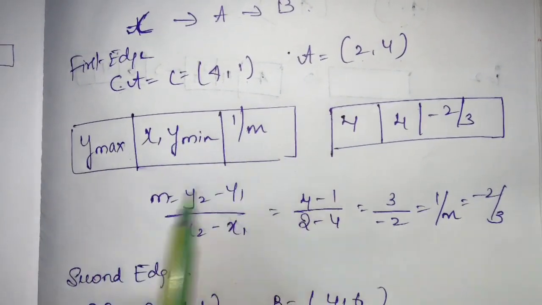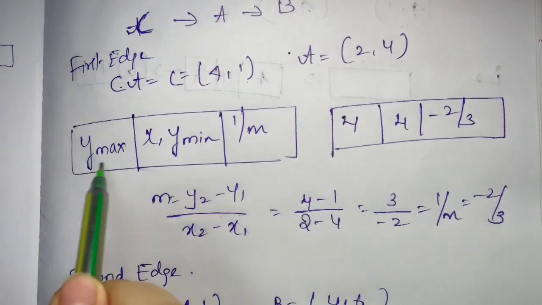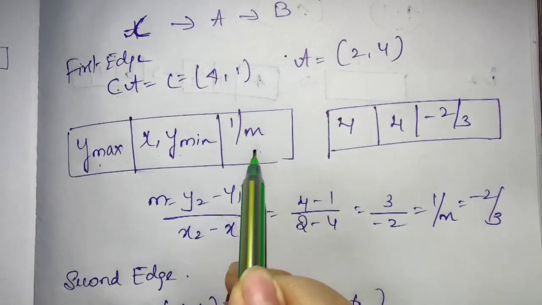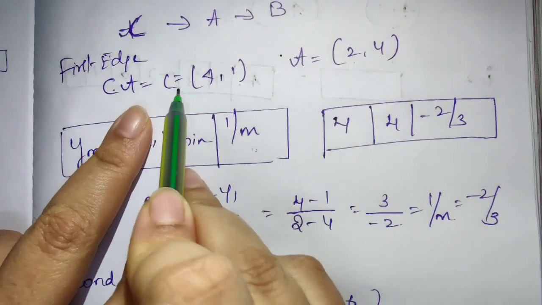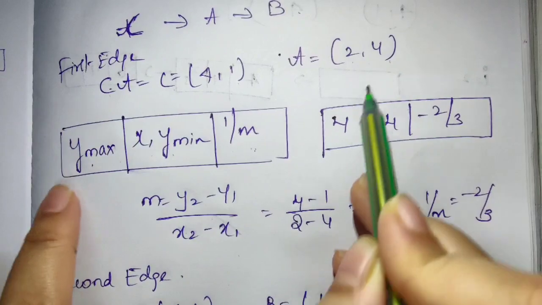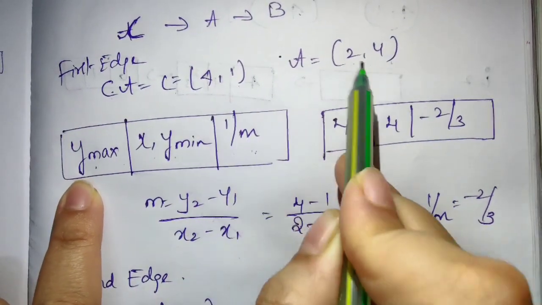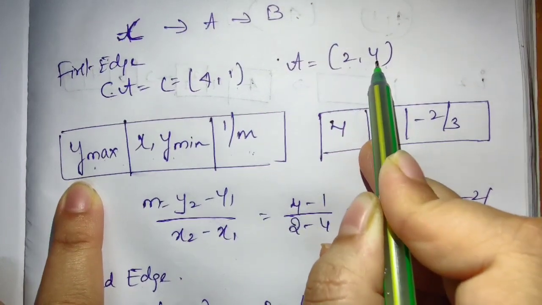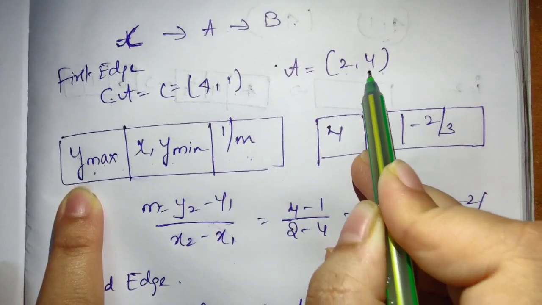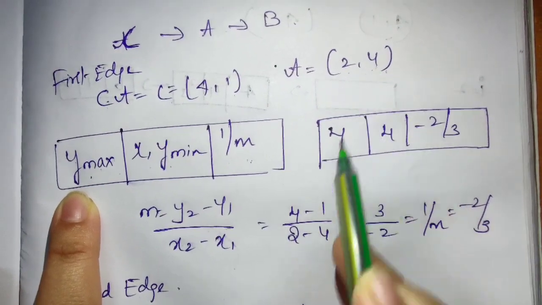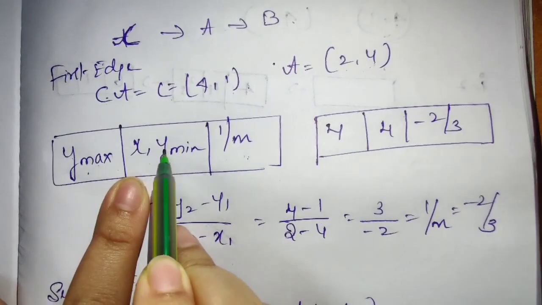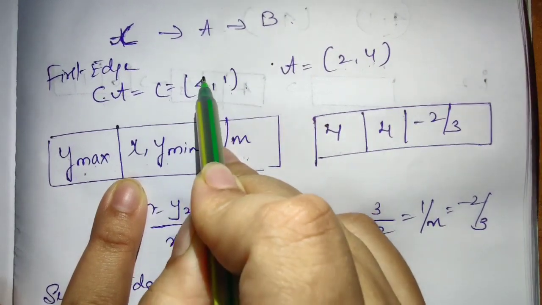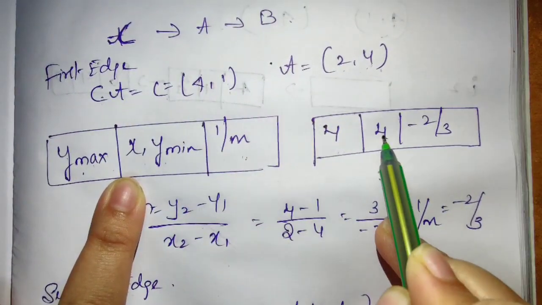In these 3 blocks, it consists of y max, x, y minimum, as well as 1 divided by m, where m represents the slope. So here C of 4, 1 and A of 2, 4. While considering these 2 points, the maximum y value is 4, since compared to 1, the 4 is greater. So I will consider 4 here. And then the minimum y value is 1, with the corresponding x value 4. So 4 as it is.